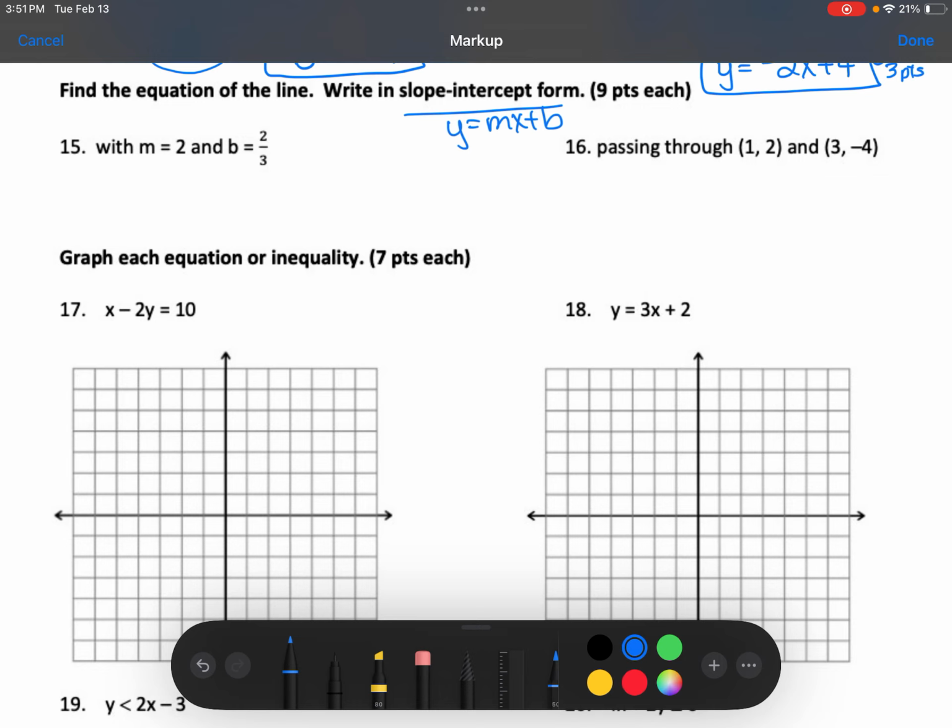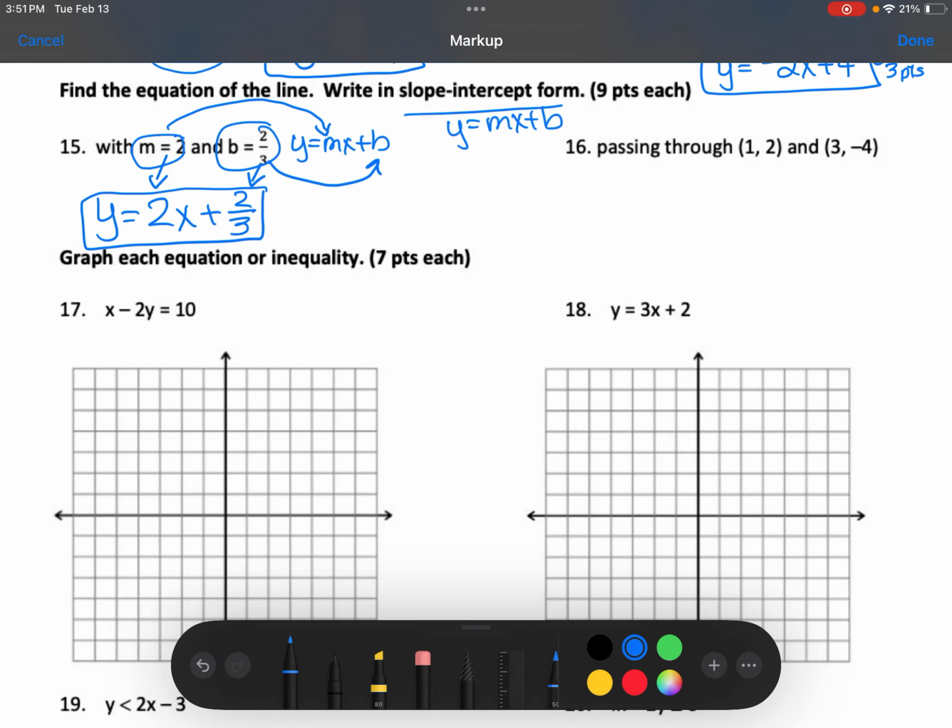Okay, number 15, they give you the slope and the y-intercept. So this is the easiest problem, probably the easiest problem on the test. Remember, we want to put it into this form. So we're just going to put the m here and the b here. So my answer is y equals 2x plus 2/3. So the m goes here in front of the x and the 2/3 go here. And that's the answer. Easiest problem on the test, and I will still probably have kids get it wrong. Some kids might forget to put the x. Okay, that x has to go there or else it's wrong. So check your work and make sure that you don't forget that.